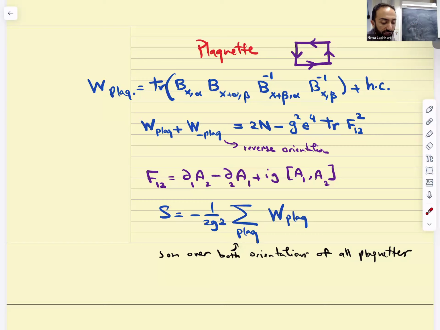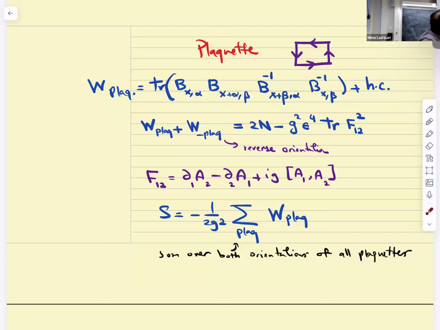So if you take your action, minus 1 over 2 g squared, sum over all plaquettes of W plaquette, including both orientations, in the small epsilon, continuum limit, you're going to get the non-abelian Yang-Mills action, this trace of F mu nu squared. Here, the coupling g is finite. We're not saying it needs to be small or large or anything. Not yet. That's my next step.